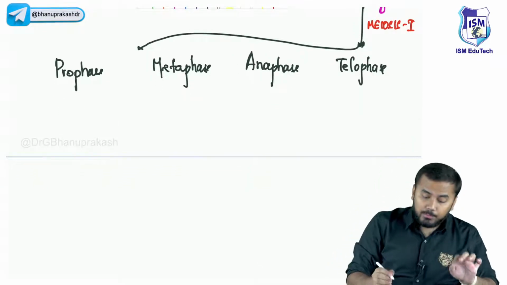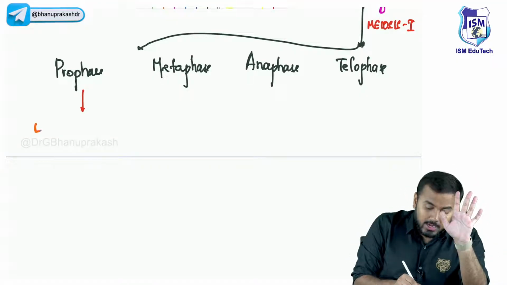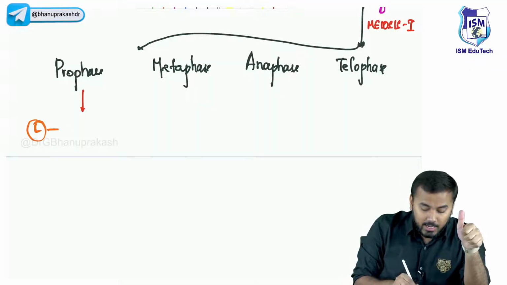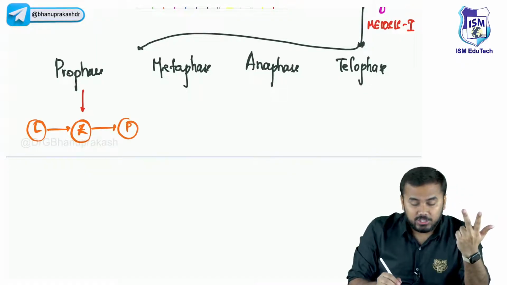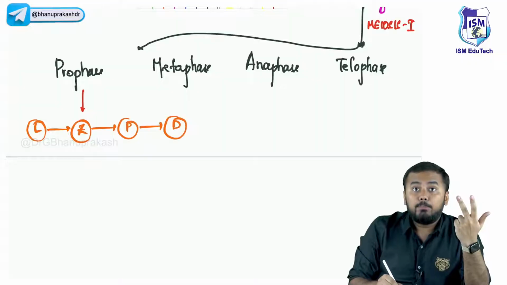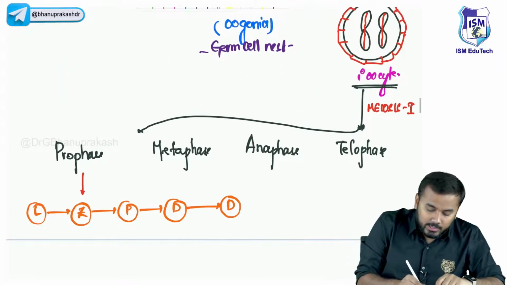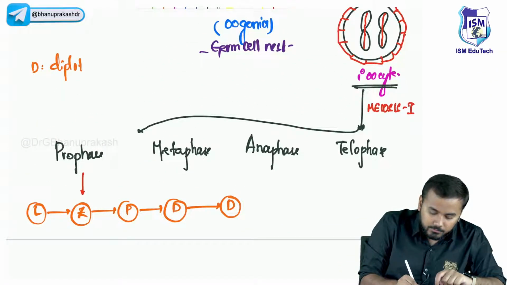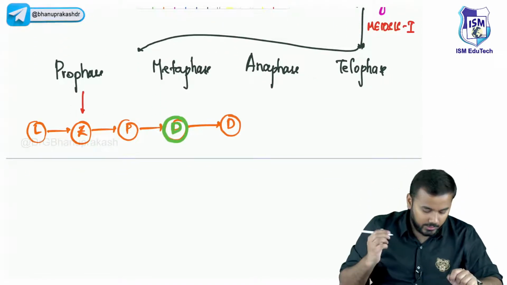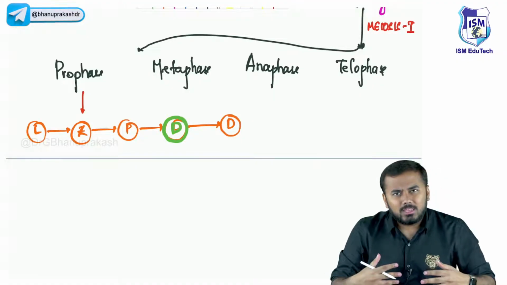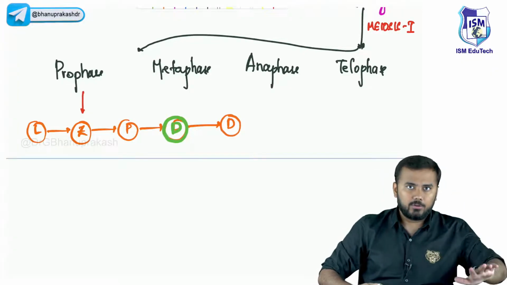Now within the prophase also, there are 5 different stages. What are these 5 different stages? One is called leptotene stage. Another one is called zygotene stage. Another one is called pachytene stage. The next one is called diplotene stage, and the last one is called diakinesis stage. Okay, so here D stands for diplotene stage. Should I remember all these things? Not needed. Just for your understanding, I'm telling. Whatever you have to remember, I will tell you at the end of the session.